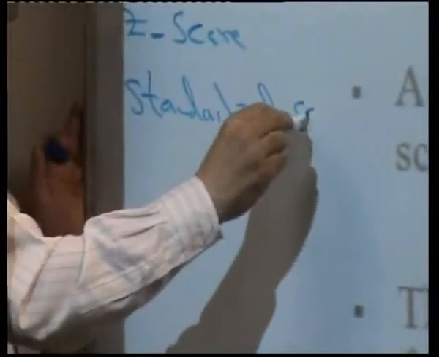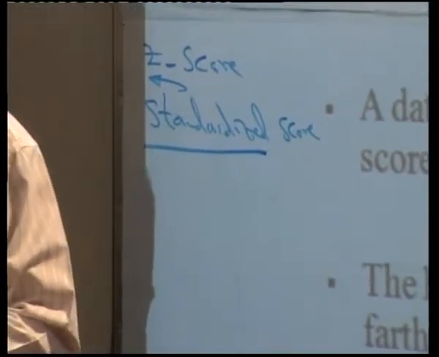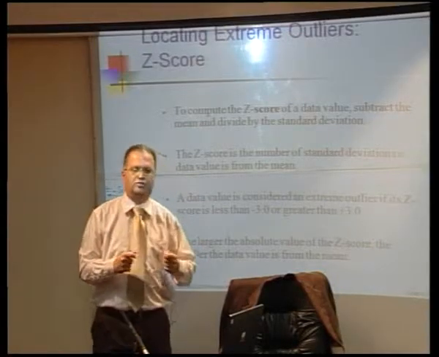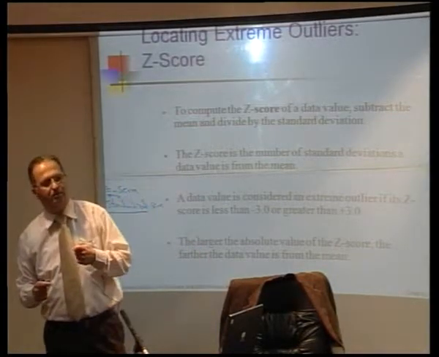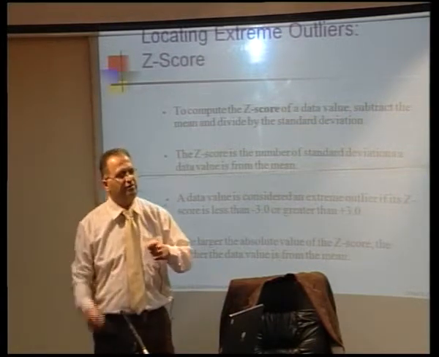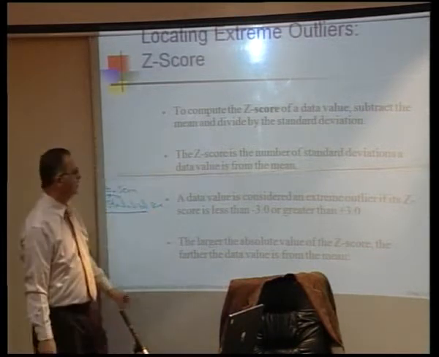Value or standardized score. So standardized stands for Z. More details about z-score will be in chapter 6 when we talk about normal distribution. But at least here we'll just use z-score to determine if this point is considered to be or suspected to be extreme value or extreme outlier or not.